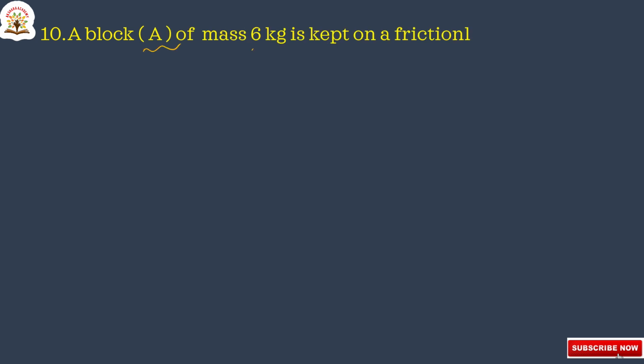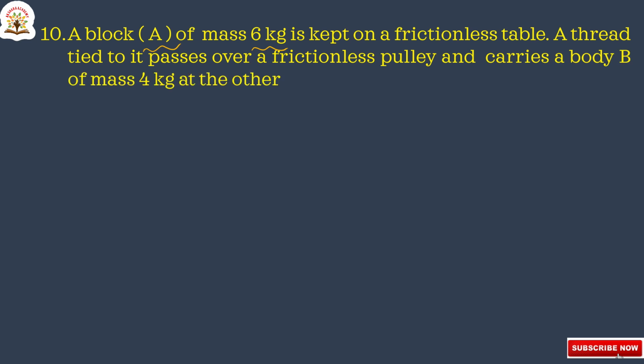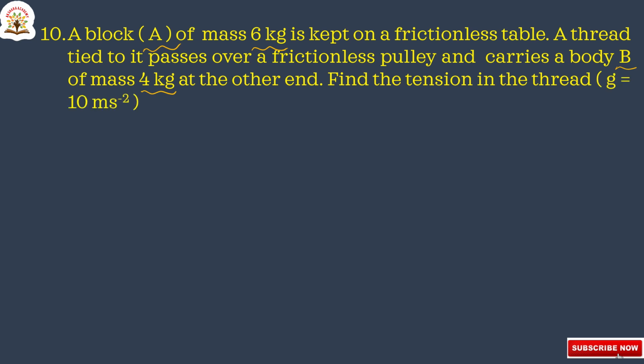In this question, a block A of mass 6 kg is kept on a frictionless table. A thread tied to it passes over a frictionless pulley and carries a body B of mass 4 kilogram at the other end. Find the tension in the thread. They given g value as 10 meters per second square. Okay, let us go to the solution. We have to calculate tension in the thread.